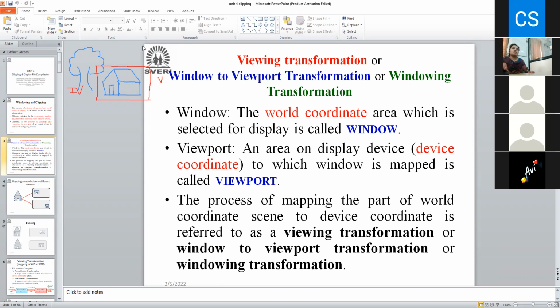So we have seen that whatever is available outside, the nature scene, that is considered as the window, and whatever we are capturing in our device, maybe mobile or laptop, that portion of the window is nothing but your viewport.